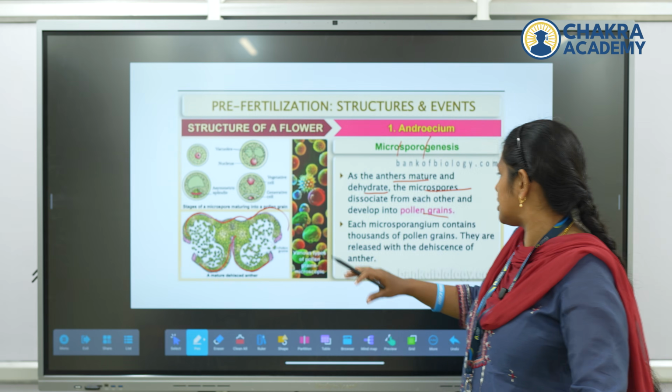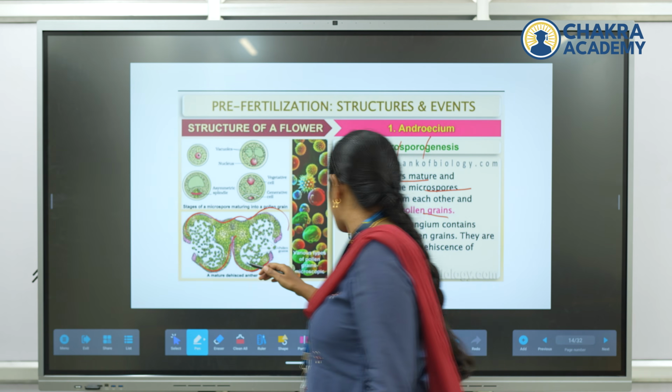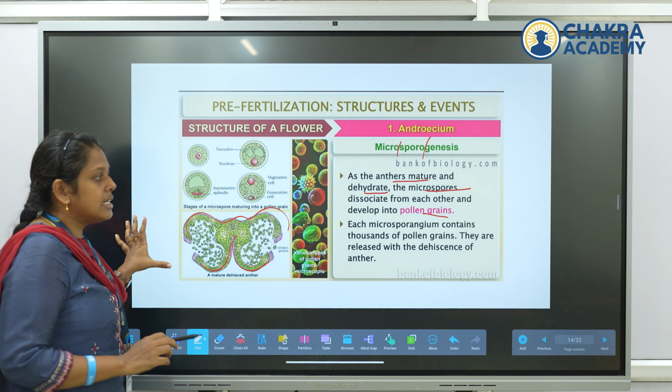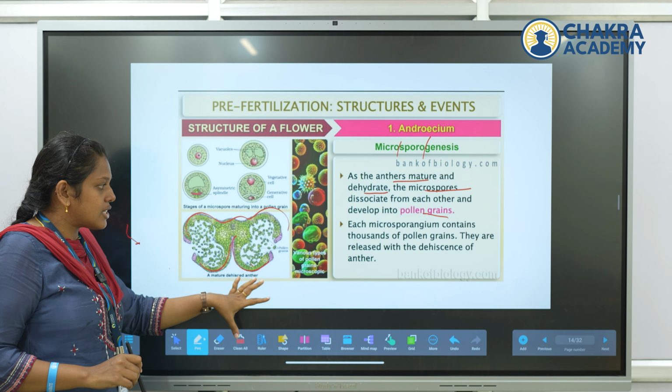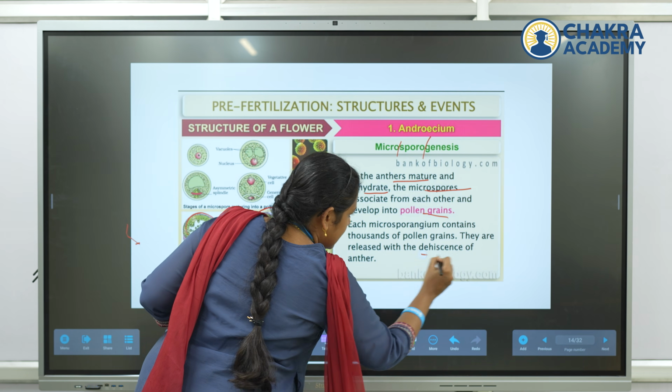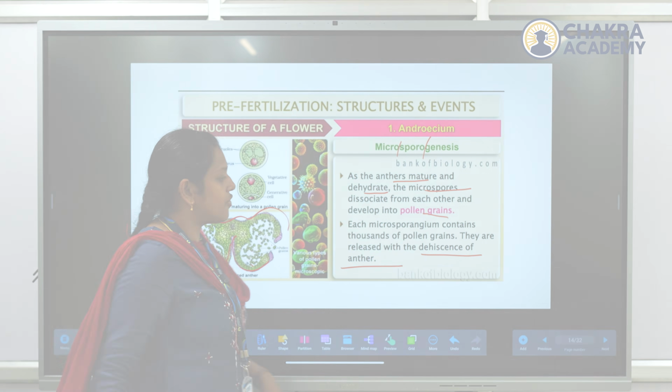Each microsporangium contains millions of pollen grains. They are released by the dehiscence of the anther.